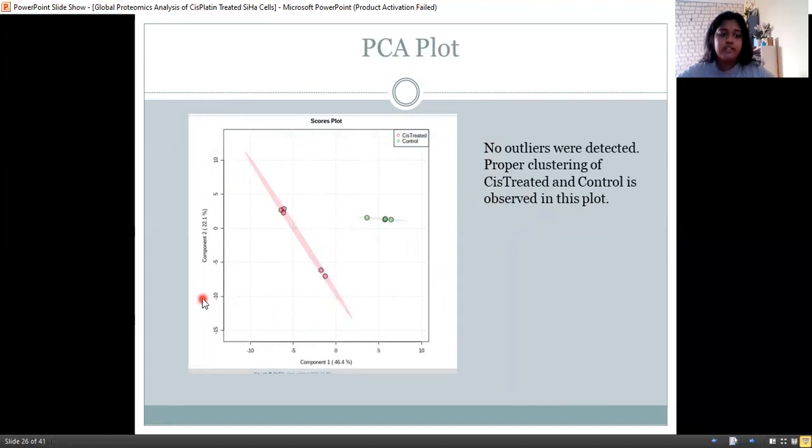So this is the PCA plot, the 2D score plot that I got. And this was the first component, and this was the second component. As you can see, proper clustering has been observed, and there were no outliers detected, as I had 5 cis-treated samples and 4 control samples.